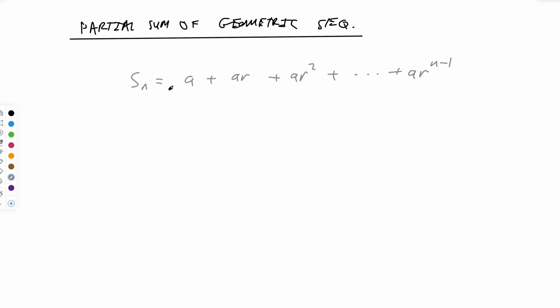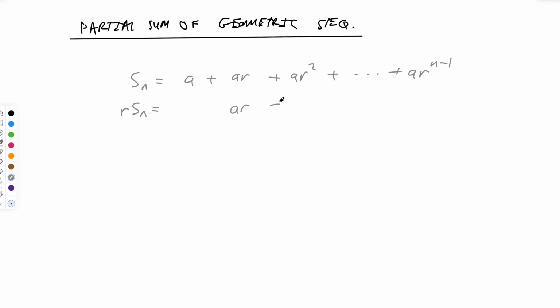But in this case, instead of going backwards, I'm actually going to multiply my equation by r. So everything gets scaled by r. This would be the first term, a times r. I'm going to write it over here, a times r. So that's the first term, right? I just took this, multiplied by r, and you get this.